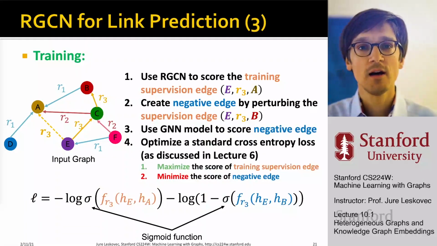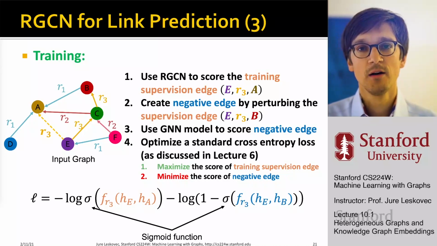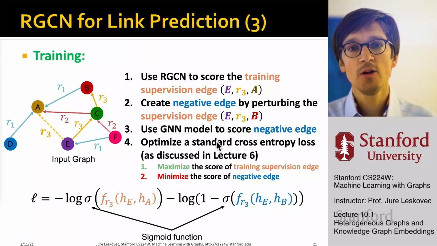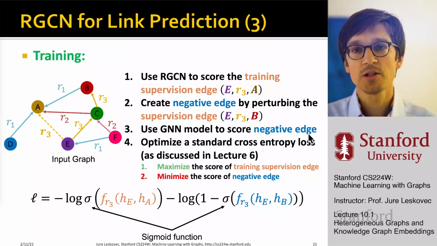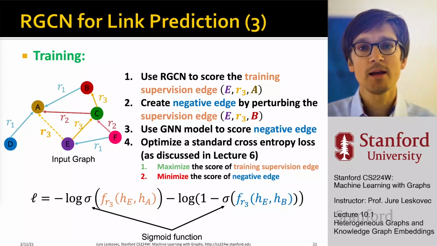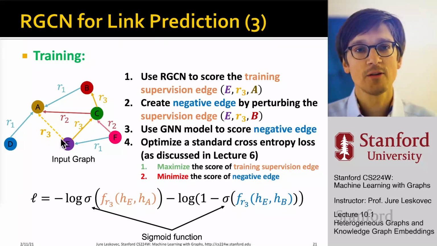Now that we have created a negative edge by perturbing the tail, so the endpoint of the supervision edge, we can now use the GNN model, the ArcGCN, to score the positive as well as the negative edges. And the loss function we would want to optimize is a standard cross entropy loss, where basically we want to maximize the score of the training supervision edge. We would like to maximize the scores of this guy, and we would like to minimize the score of negative edges, like for example E to B or E to D.